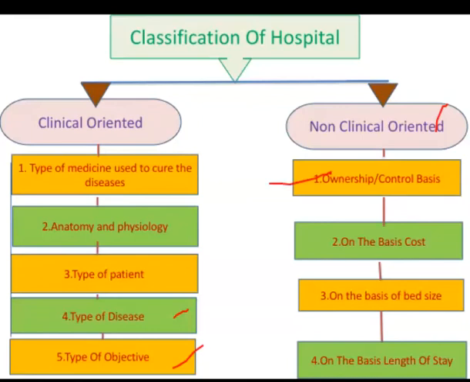Then second one is hospitals on the basis of cost. Then third one is hospitals on the basis of bed size. And fourth one is hospitals on the basis of length of stay. Okay, so all this classification we will see one by one, each class and their examples.